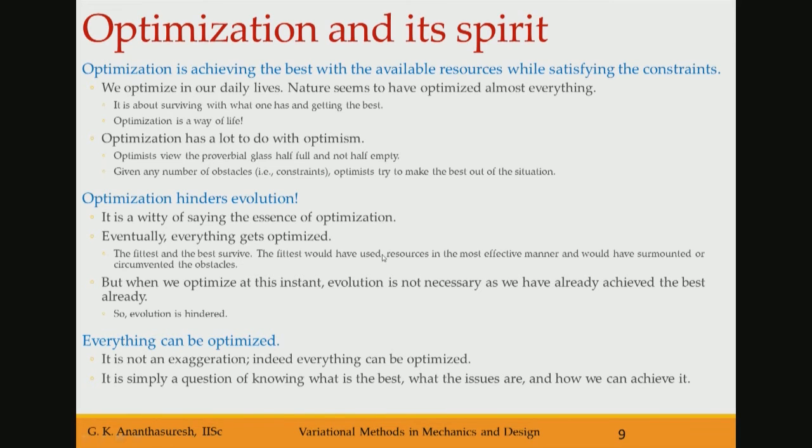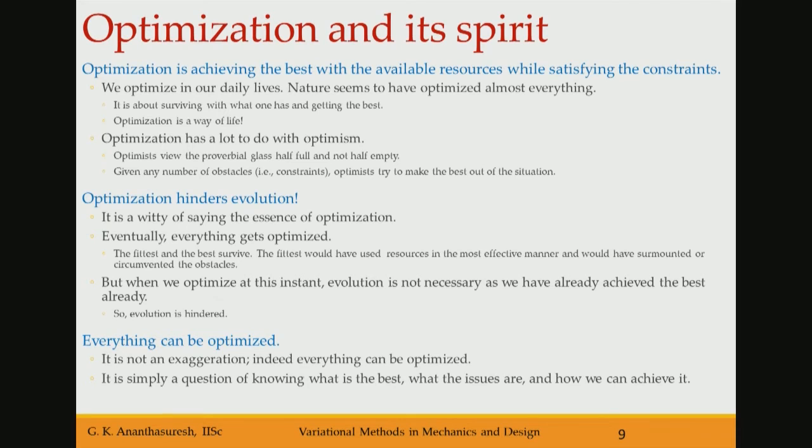Okay. And in order to understand optimization, there is a witty way of saying it, what I have said here: optimization hinders evolution. When you take some situation or an object, you keep on improving it and improving it, eventually it will evolve to the best, that is the optimum. But if you do an optimization problem right at the beginning, you will bypass this entire evolution. So, optimization hinders evolution. You can say nature has the best solutions, but it has the best solutions because all the ones that are not good have been eliminated, what we call survival of the fittest.